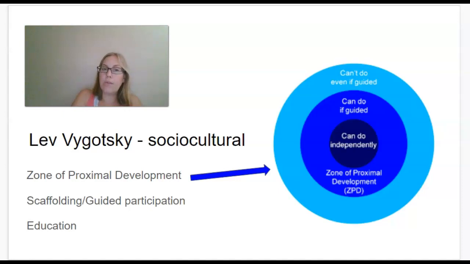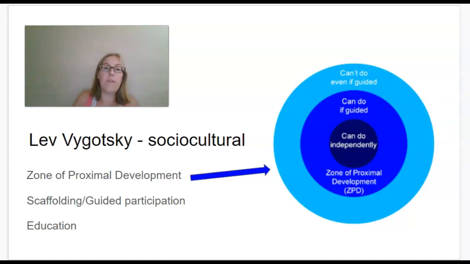So this connects to that zone of proximal development, which is the targets above. So zone of proximal development, I have a small zone of proximal development when I don't need a lot of help. I can do things independently. I have a large zone of proximal development where I need a lot of guidance.